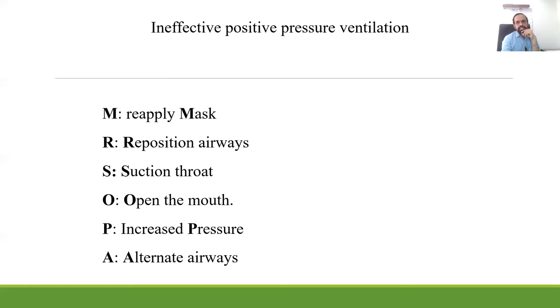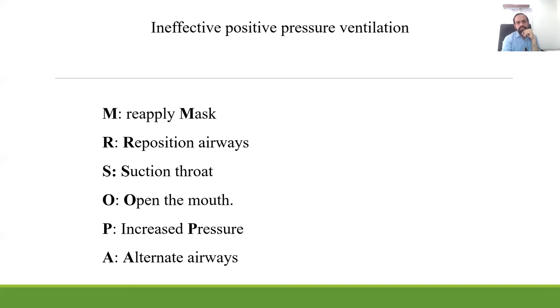So MR SOPA is: M, reapply the mask, and R, reposition the airway. After giving 5 breaths, you should see whether the baby has chest rise and increase in heart rate. If it is not there, just reapply the mask, take the mask and apply it properly so that it will give a good seal. And reposition the airway by slightly flexing or extending and see whether to continue the bag and mask. If after another 5 breaths chest rise is still not there, you should do suction and open the mouth and then give bag and mask. And the last thing is to increase the pressure and alternate airway.